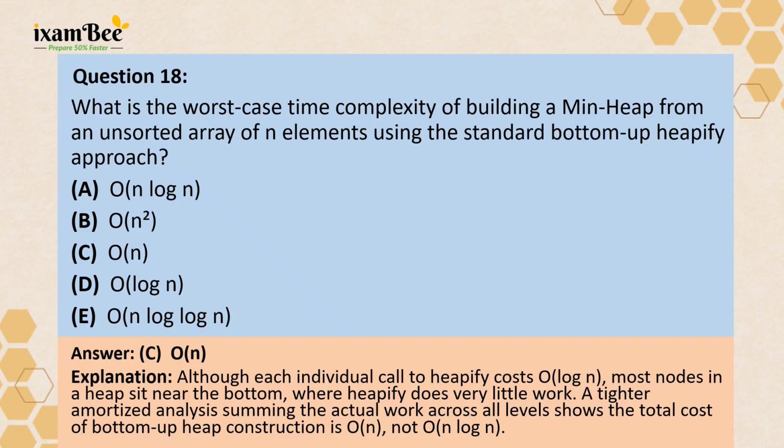When you sum up the actual work done across every level of the heap, rather than just multiplying the worst case by the number of nodes, that sum converges to big O of n and not big O of n log n. This tighter analysis is a classic and frequently tested result. So here the answer is C, which is big O of n.